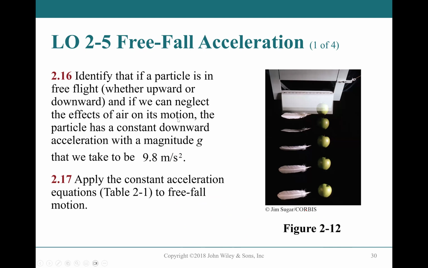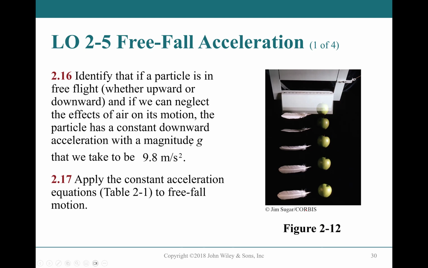So here we have free fall acceleration. For every object near a surface, there is a force applied on the object. It's the gravitational force, because of the pull of the Earth. And the gravitational force will give you an acceleration, which is called gravitational acceleration. If we neglect the effect of air on its motion, then this apple, this particle, has a constant downward acceleration with a magnitude g equal to 9.8 meters per second squared.